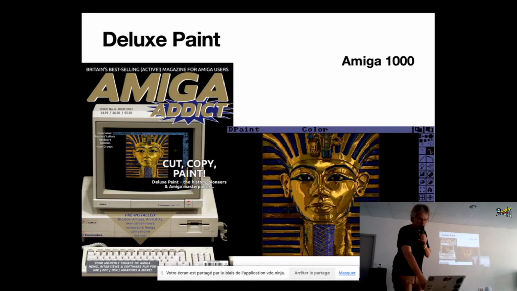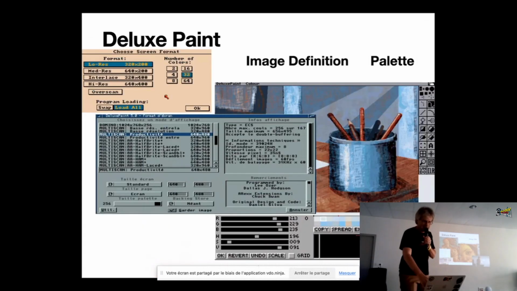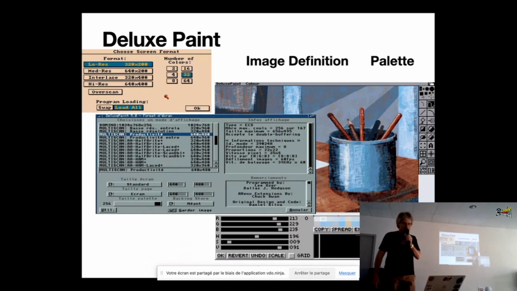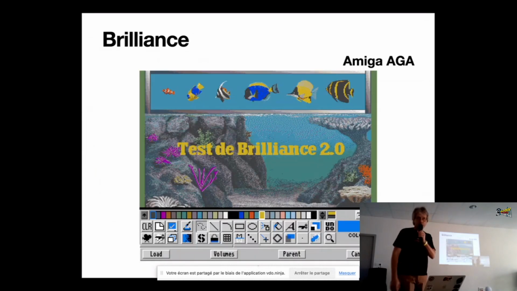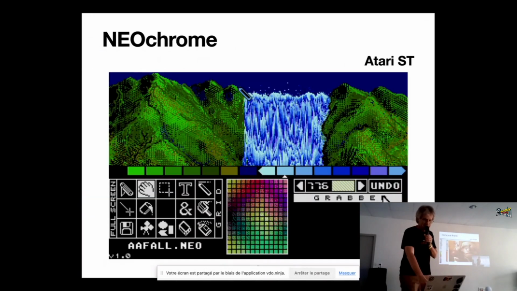Deluxe Paint on the Amiga 1000, the original Amiga. Deluxe Paint again, with screen resolutions in the lower left. And I don't get a cursor. Deluxe Paint, a more modern version again, with more screen resolutions. Brilliance, an alternative. We'll go over this again for more modern Amigas. High resolution Deluxe Paint again on more modern Amigas.